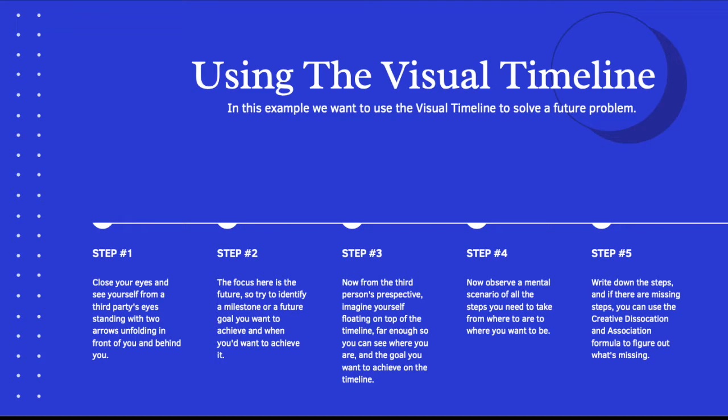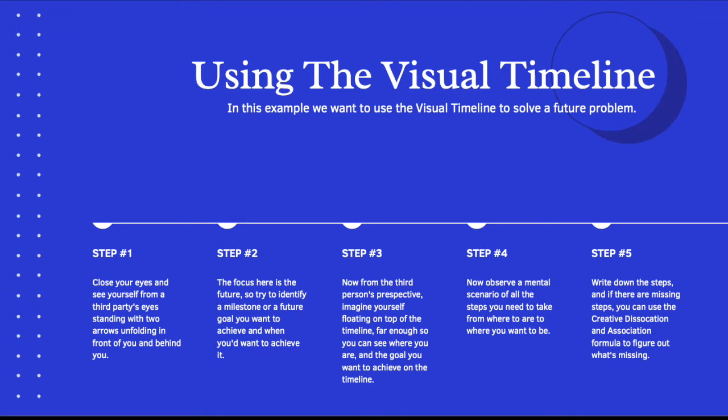Now let's look into using the visual timeline. In this example, we want to use the visual timeline to solve a future problem. So now that you understand how the timeline works, when we talk about a future problem, we're talking about an arrow getting drawn in front of us. As you saw in the graphic beforehand, it can be a big line that's forming on top of you, moving towards you and behind you, with two arrows pointing one towards the front and one towards the back, representing the future and the past correspondingly.